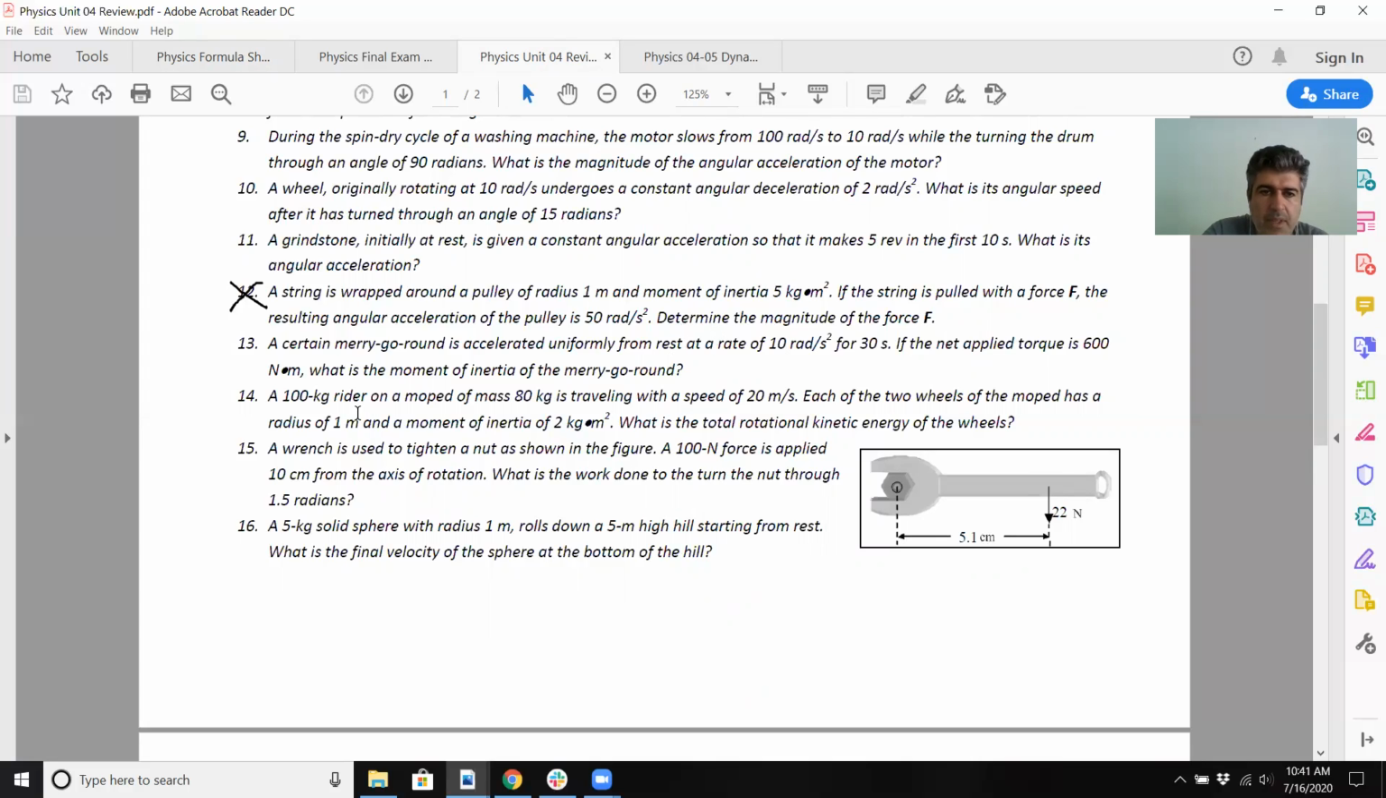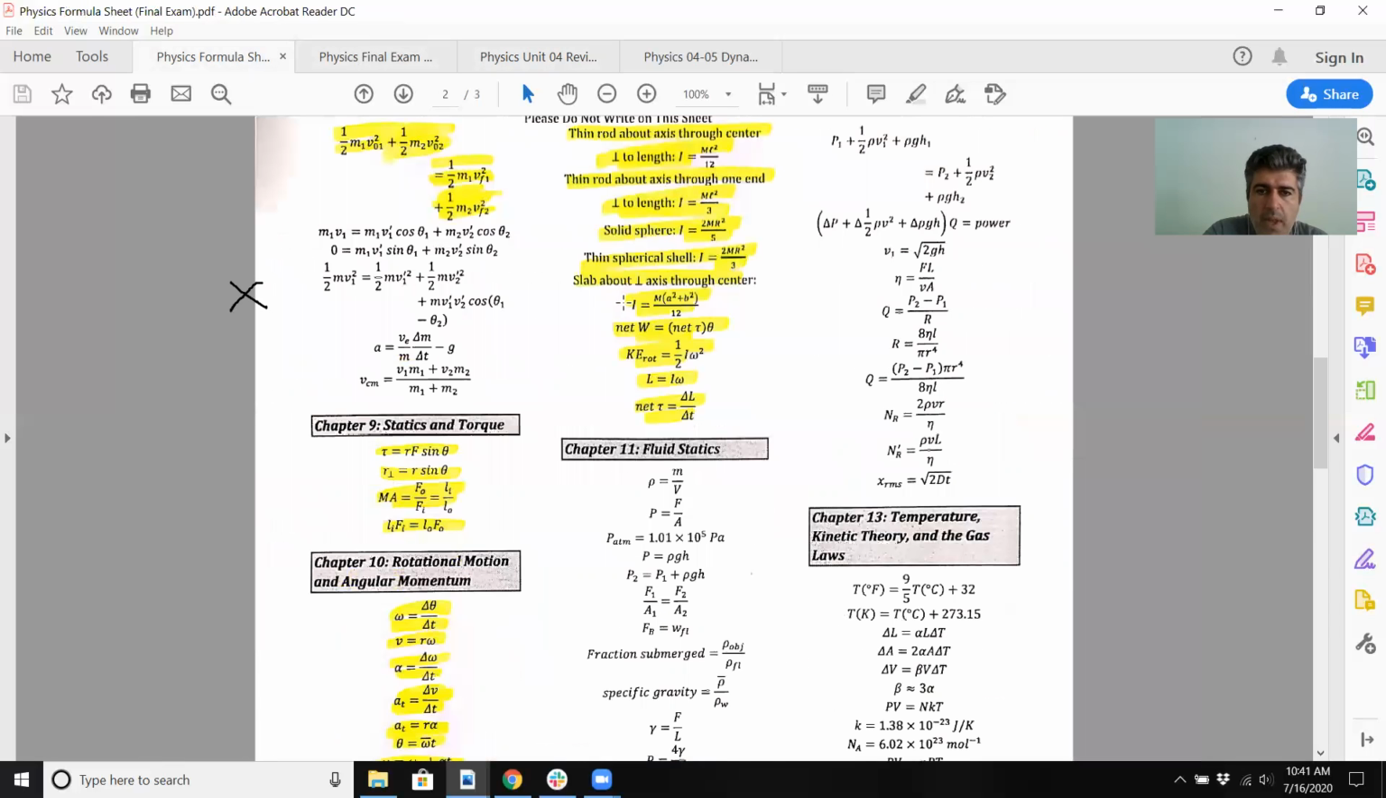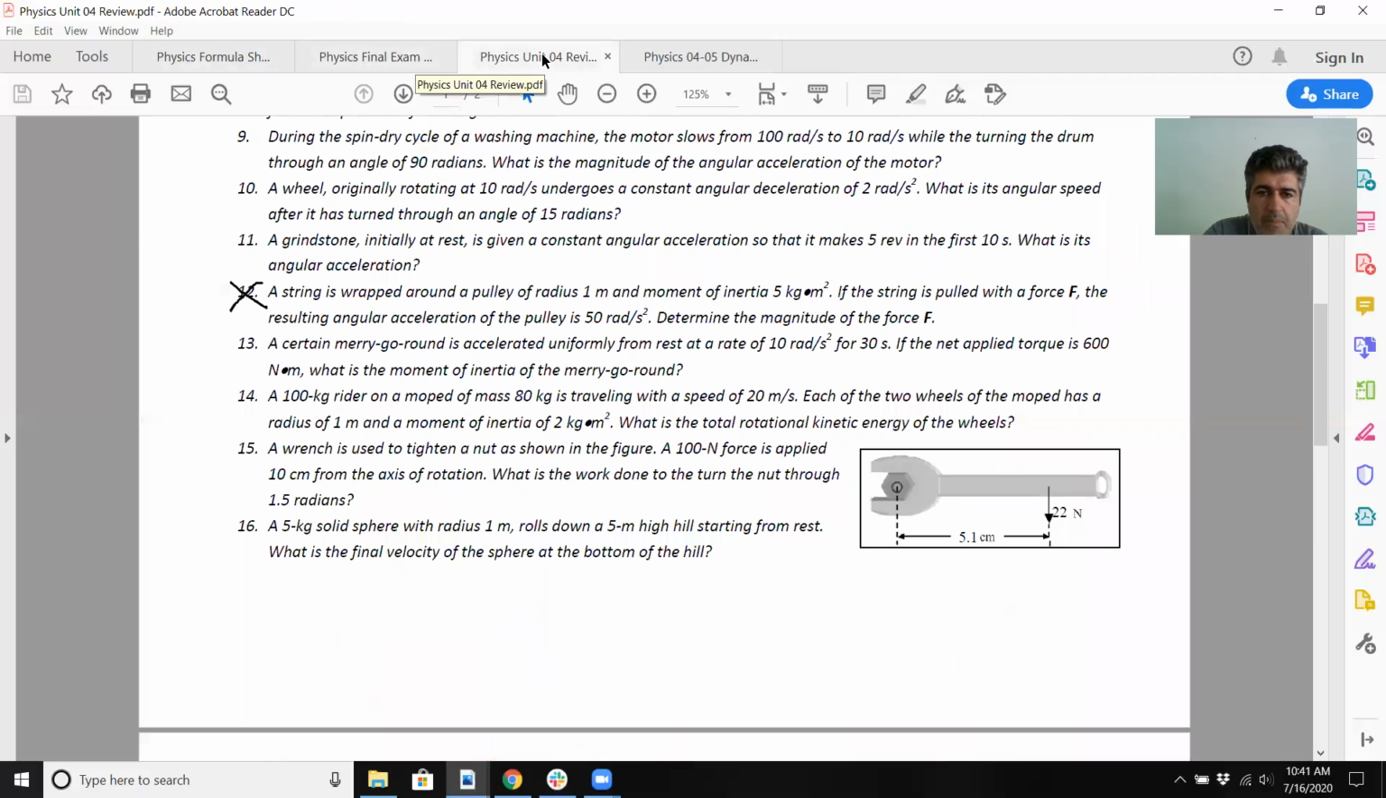For 14, a 100 kilogram rider on a moped of mass 8 kilograms is traveling at a speed of 20 meters per second. Each of the two wheels of the moped has a radius of 1 and a moment of inertia of 2. What is the total rotational kinetic energy? I like that one. Rotational kinetic energy we know is 1/2 I omega squared. And you have the inertia, so you don't have to worry about that. But you will need to figure out what omega is, and you already have the speed, so you got your I, so that should be pretty easy.